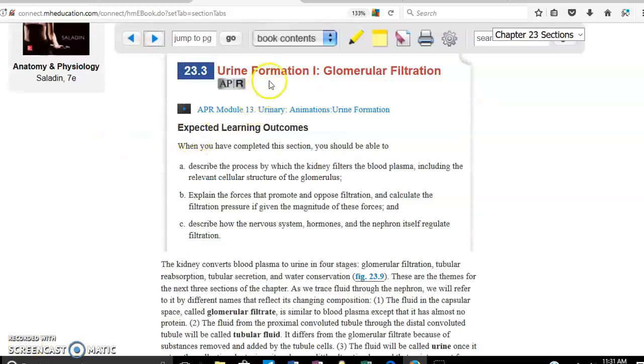Okay, the next topic is urine formation 1, glomerular filtration. Filtration is not the only thing necessary in order to form urine. As you can see here, it says the urine is formed in 4 different stages: glomerular filtration, tubular reabsorption, secretion, and water conservation. So the first part that we're going to see is glomerular filtration.